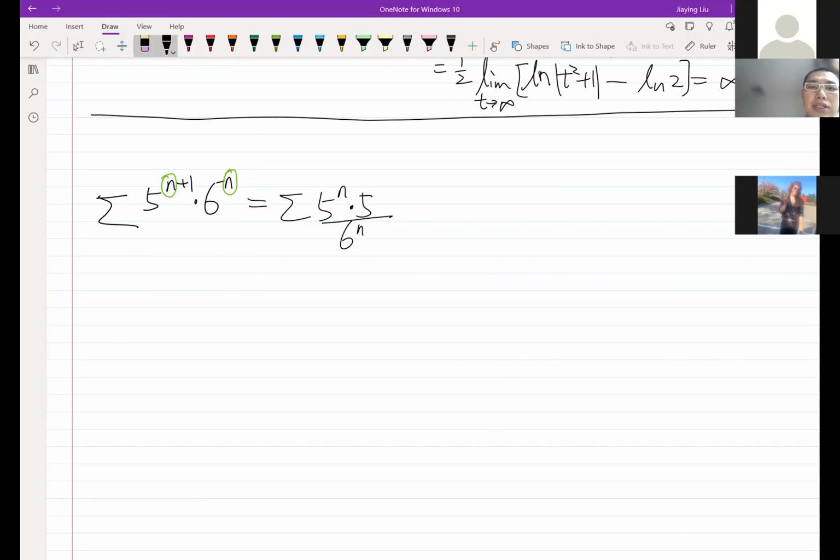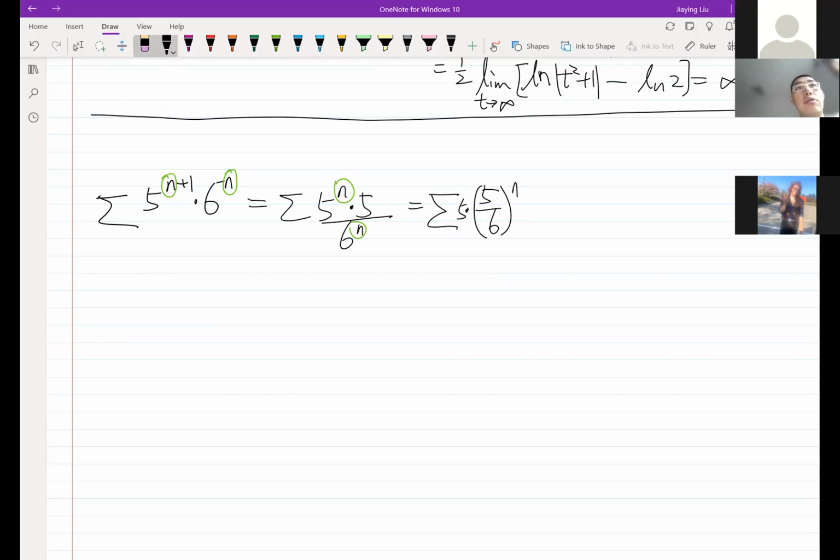The benefit of doing this is that now I have the 5 to the n and the 6 to the n, and I can combine them because it's 5 to the n in the numerator, 6 to the n in the denominator. So that will give me 5 over 6 to the power of n, right? And then I have an extra 5, so I'm just going to put a 5 on the side. You can put it in front or put it at the end, but it doesn't matter.